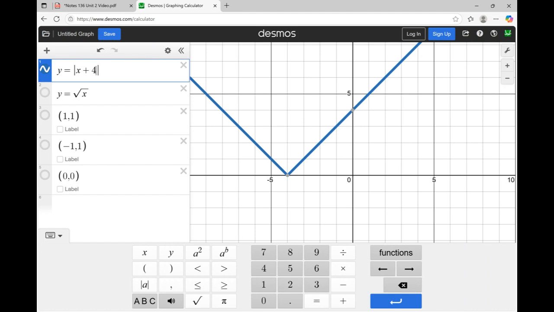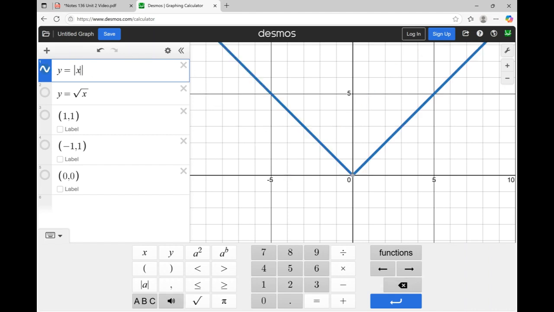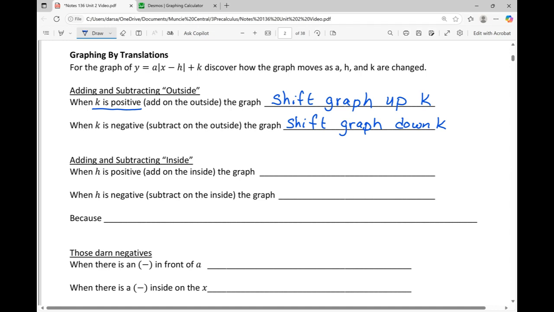So we say that adding and subtracting on the inside do horizontal shifts. And in our brains, we're going to think backwards and stupid. It's always going to work backwards of what our gut would think that it does. So let's fill this out.